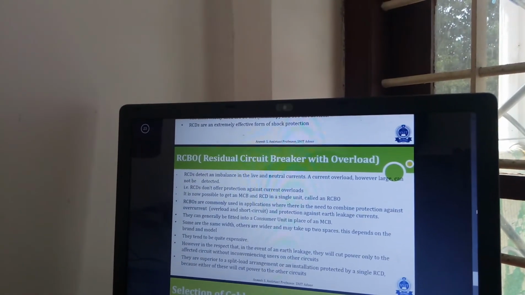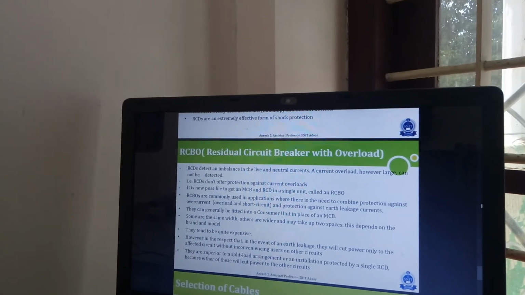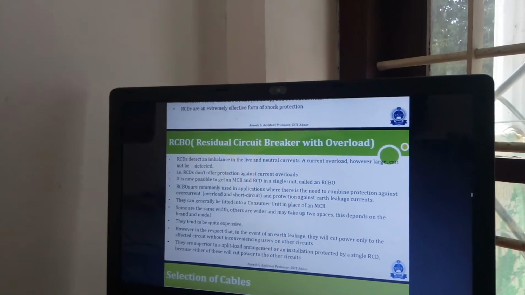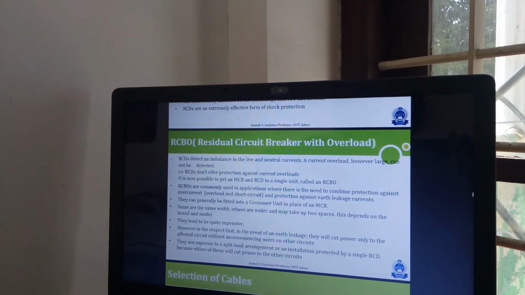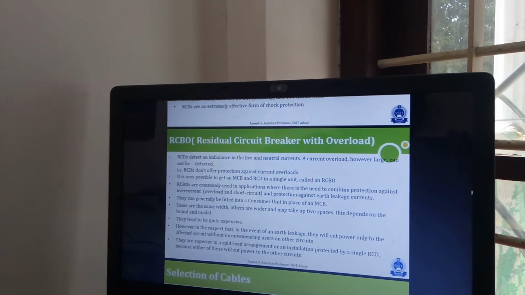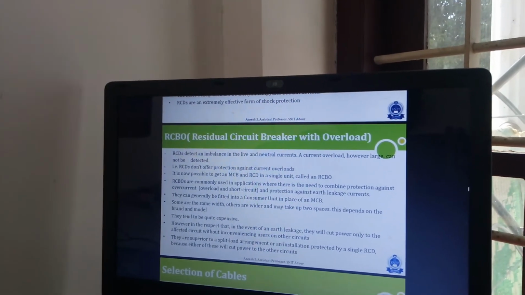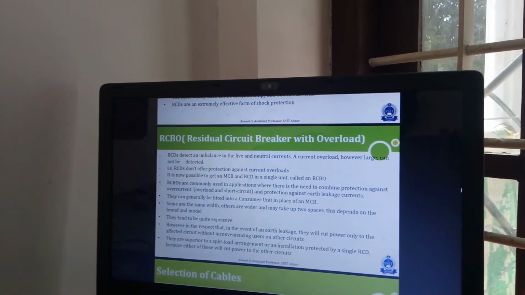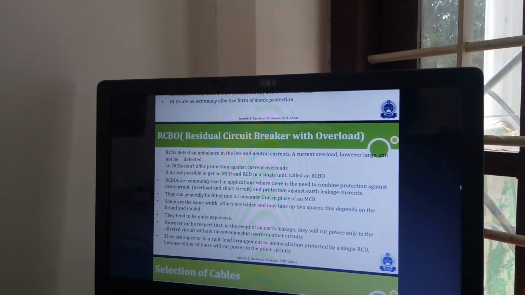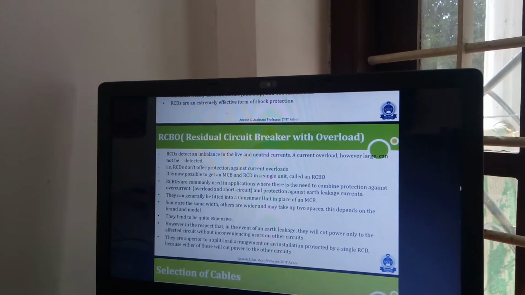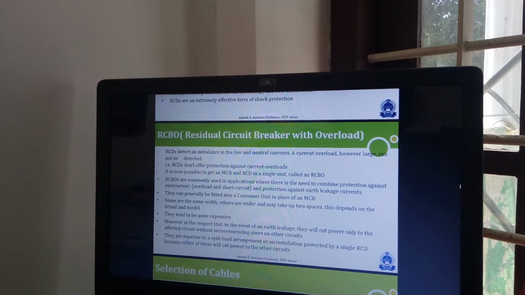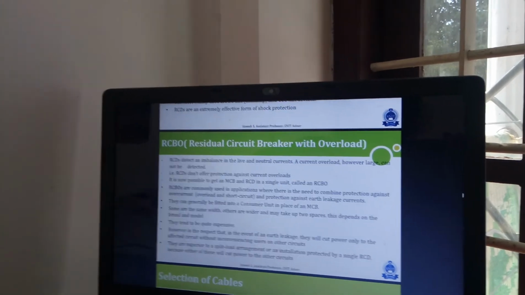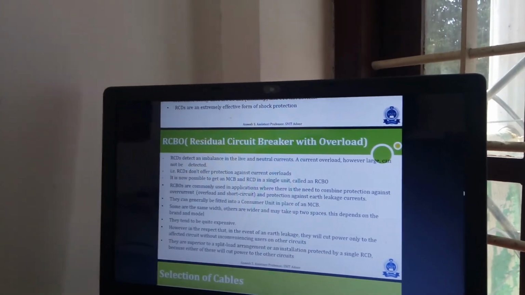Residual current circuit breaker with overload. It detects the imbalance in the live and neutral currents. Large overload cannot be detected. It is commonly used where there is no need to combine the protection against overload and protection against earth leakage currents. They are usually connected to the consumer side. Sometimes it is used for other purposes also, but it is quite expensive. They will cut the power only to the affected area without causing any inconvenience to the other part.